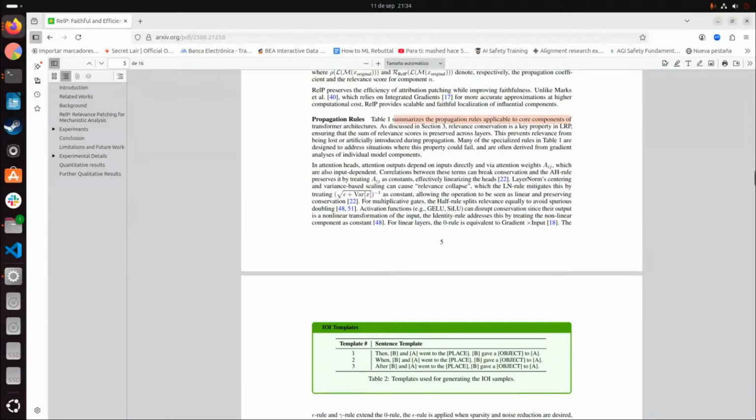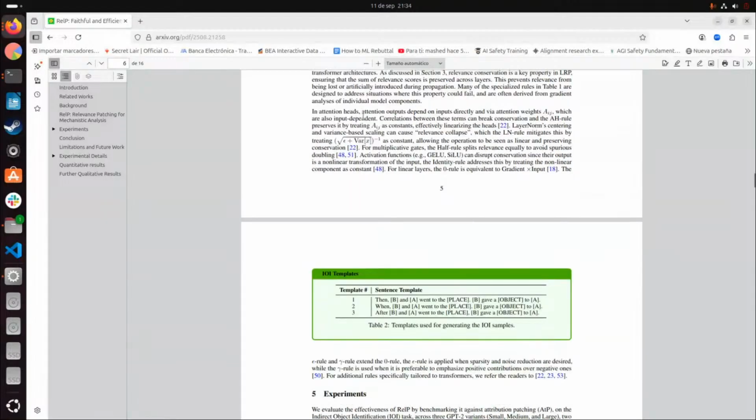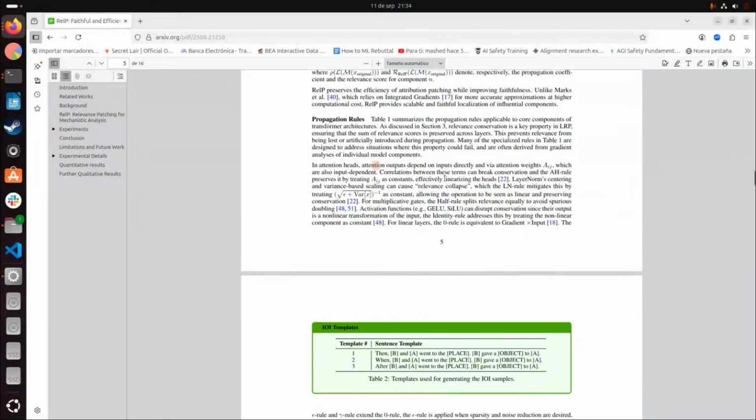I see you are still writing, but I'll read the propagation rules while you write. Feel free to just talk on voice if you prefer. Just interrupt me at any point.